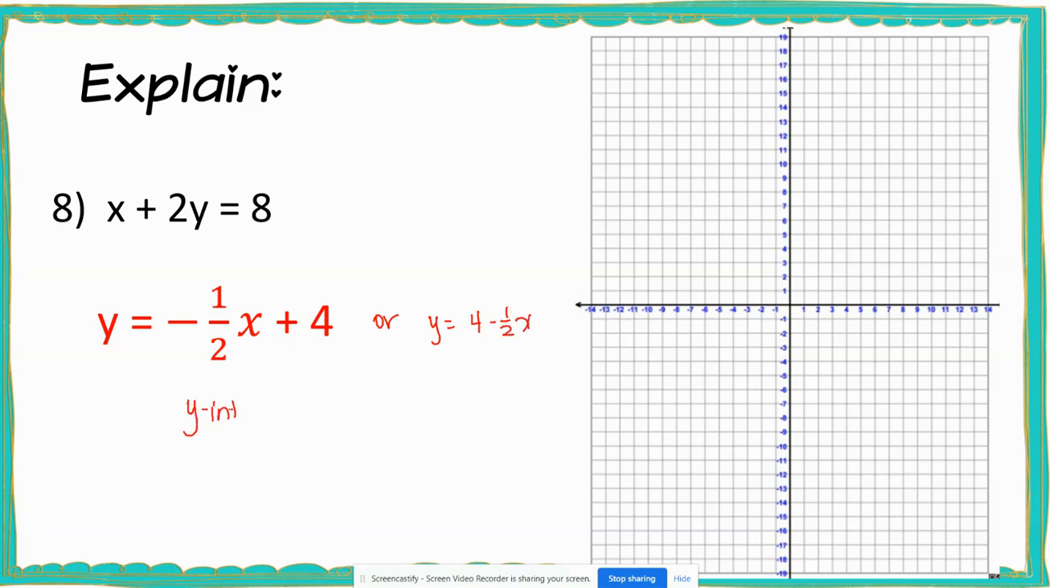Your y-intercept for this is positive 4, and your slope is negative 1/2. So the negative 1 could be your rise, or you could have a positive 1 with a negative 2 as the run. To graph this, I'll go up to positive 4. Then for my slope, I would go down 1 and right 2, or I could go up 1 and left 2.